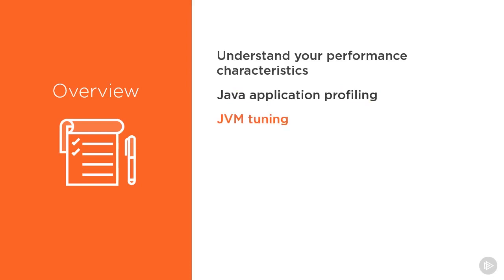Then you'll learn how to tune the parts of the JVM that are critical to performance, namely the garbage collector and the JIT compiler. Garbage collection is a popular topic when it comes to performance tuning in Java, so we'll look into how to monitor garbage collection, how to choose a GC algorithm, how to tune the different algorithms, and how to find memory leaks.